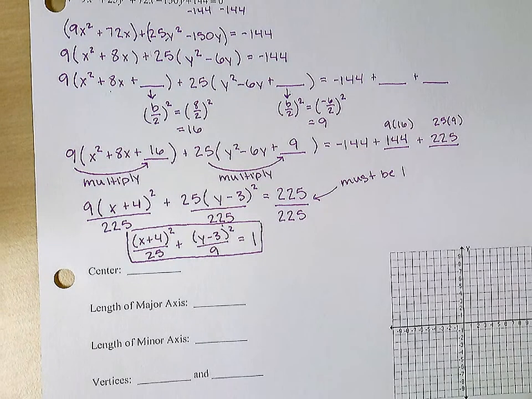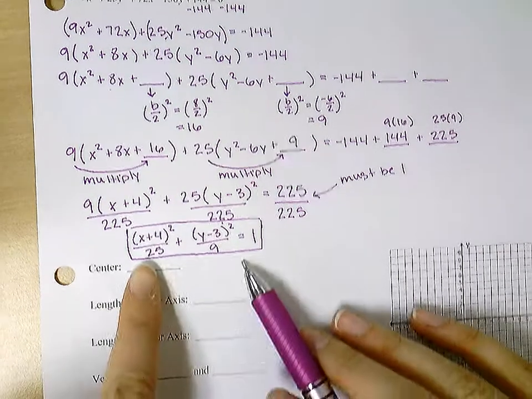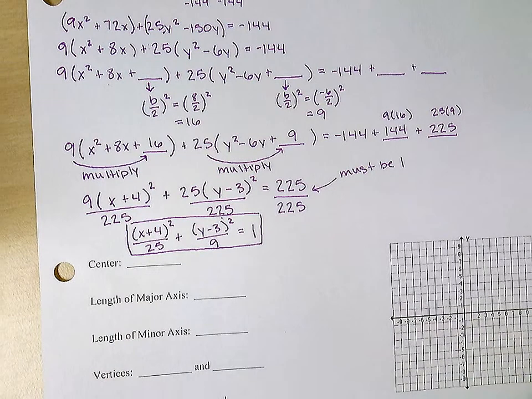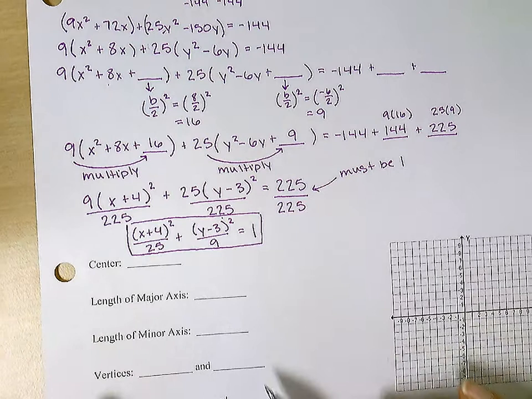Okay, that is your standard form for an ellipse. From here, we're just going to do what we did yesterday. You figure out which way it's going. Is it vertical or horizontal? Find our center, find your axes, vertices, co-vertices, foci points, and graph it.